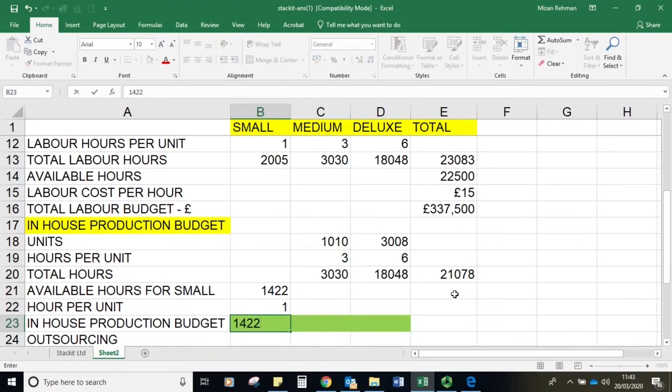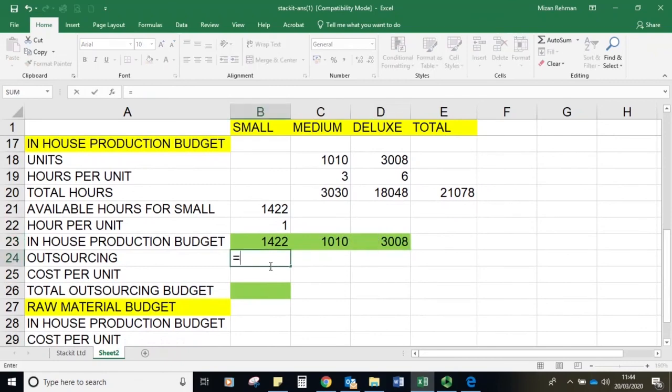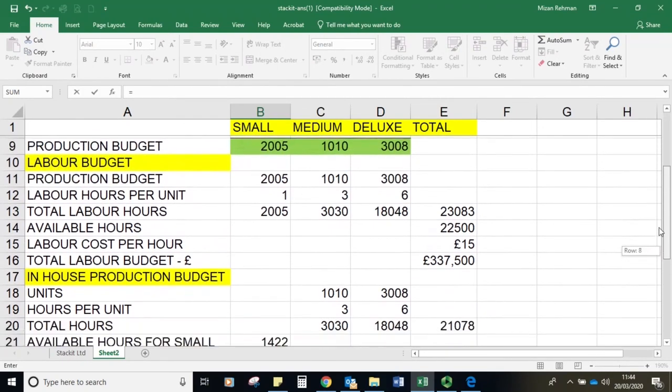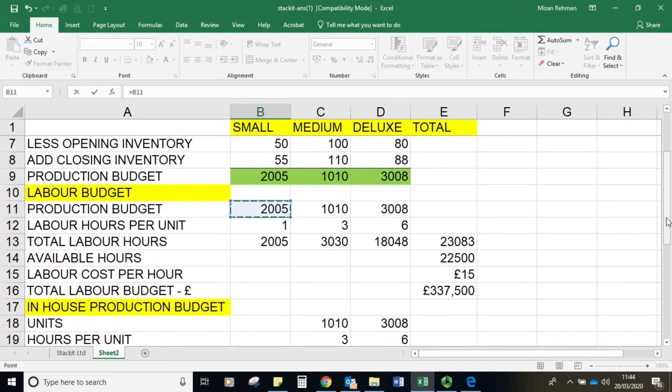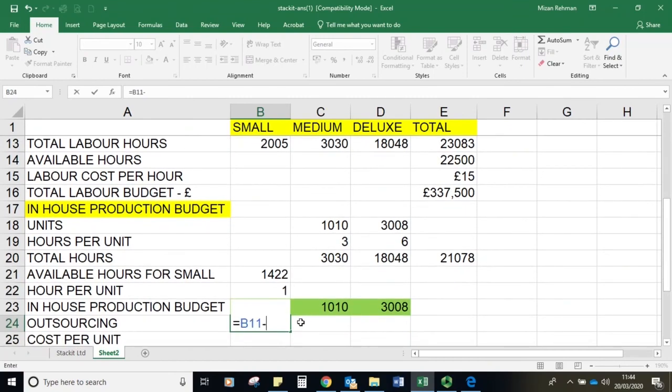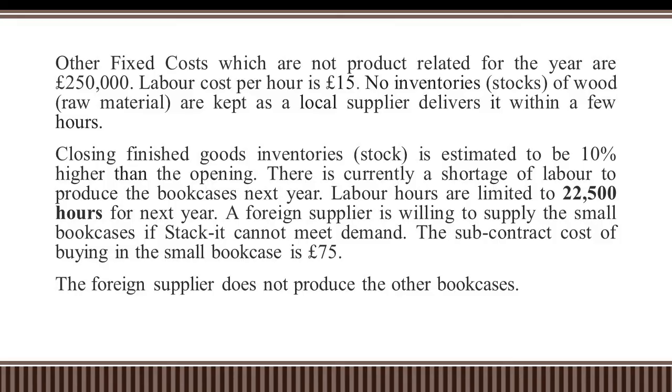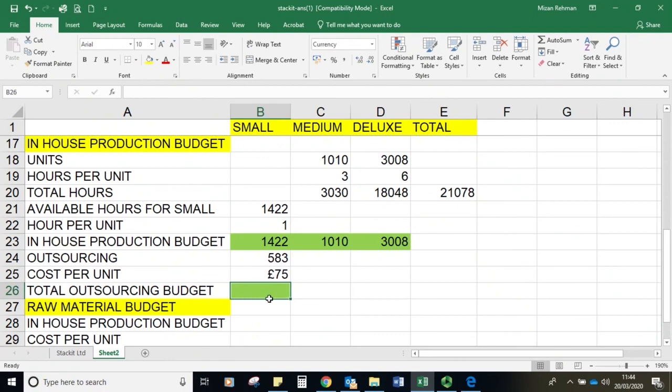So now I can put all three products together. My total in-house production is going to be 1,422, 1,010 and 3,008. So that's my total in-house production. Outsourcing requirement will be the demand for small, which is 2,005, the production budget, minus what we can produce in-house, 583. The question tells us the cost of outsourcing, which is £75, and we can find out the total outsourcing budget by multiplying these two amounts: £43,725. So that's our answer to part D.